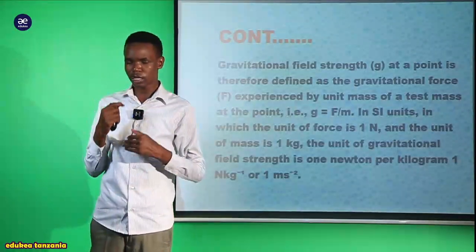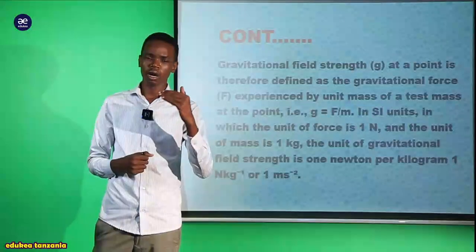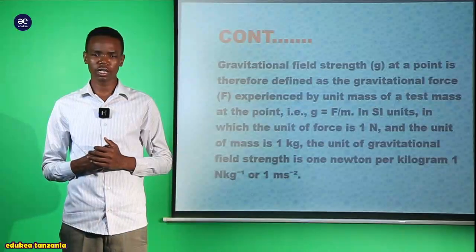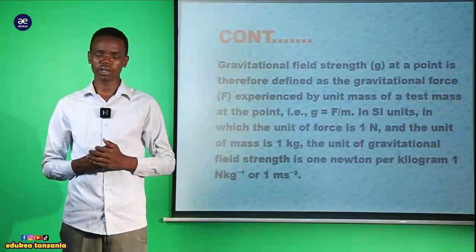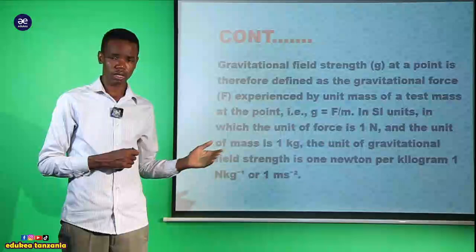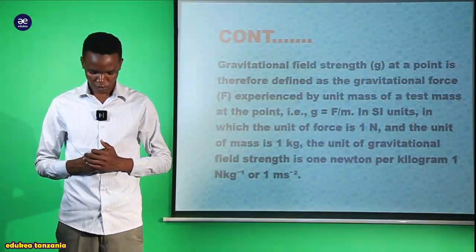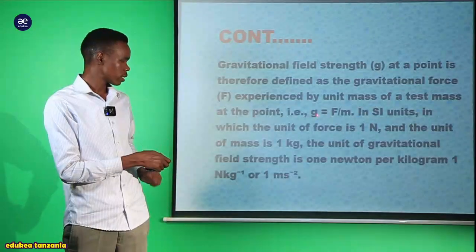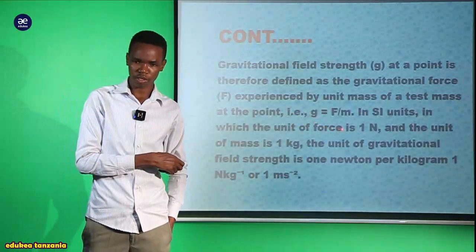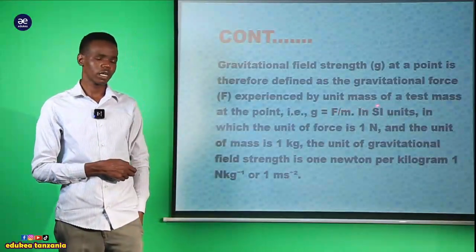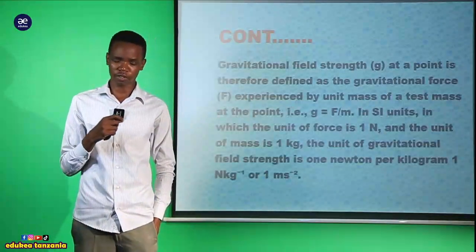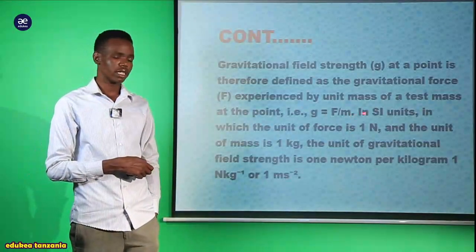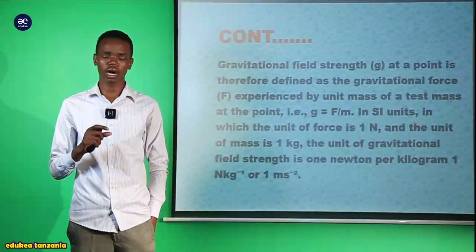If we want to obtain the gravitational field strength at a certain point, we must take the gravitational force, then we divide by the mass, the unit mass, as we see here. So this symbol g represents the gravitational field strength, F represents the force of gravity or the gravitational force of attraction, and the mass represents the unit mass, the mass of an object.